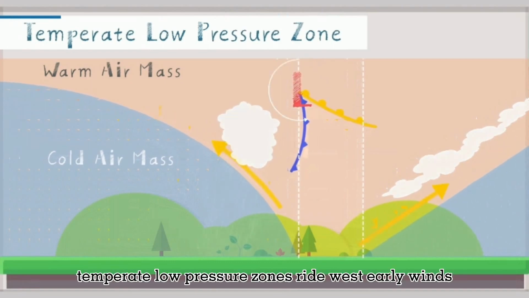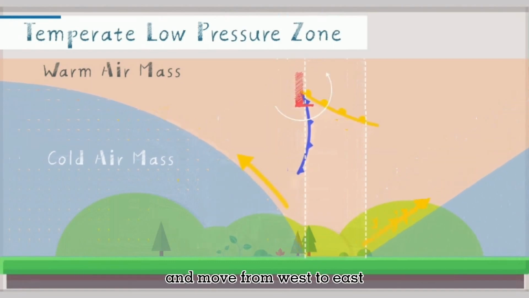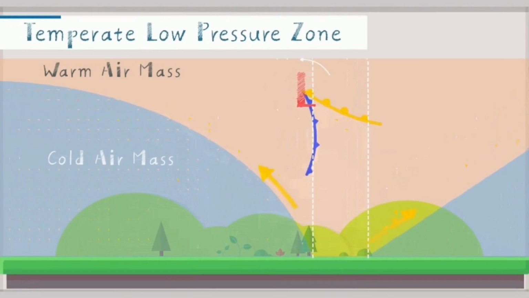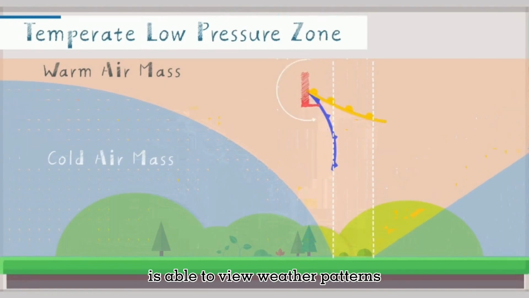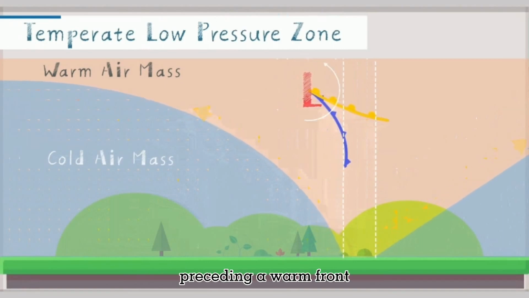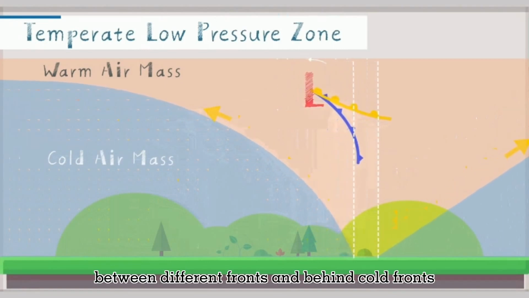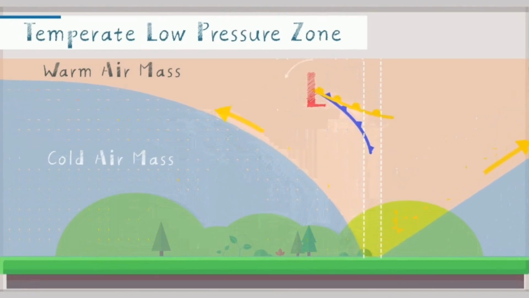Temperate low pressure zones ride westerly winds and move from west to east. This is why a person located to the right of a temperate low pressure zone is able to view weather patterns preceding a warm front, between different fronts, and behind cold fronts.